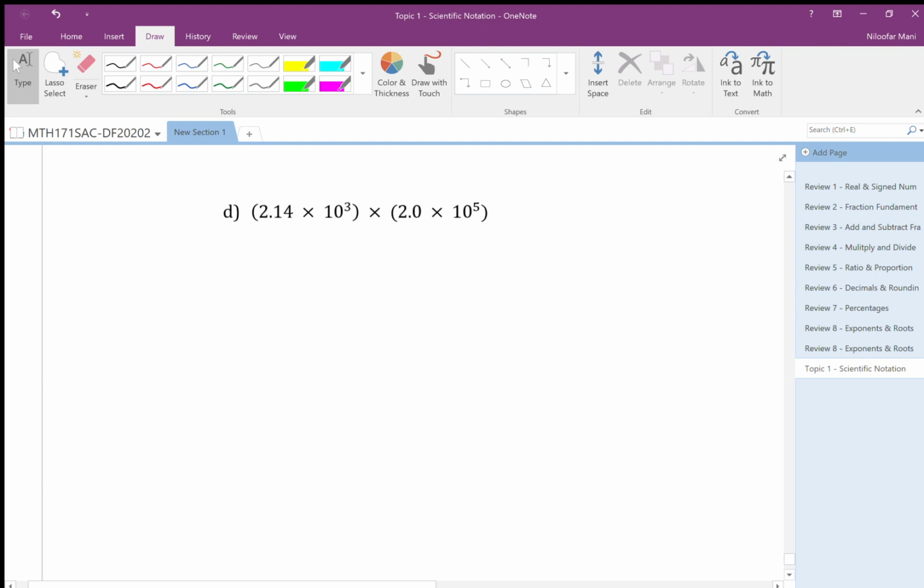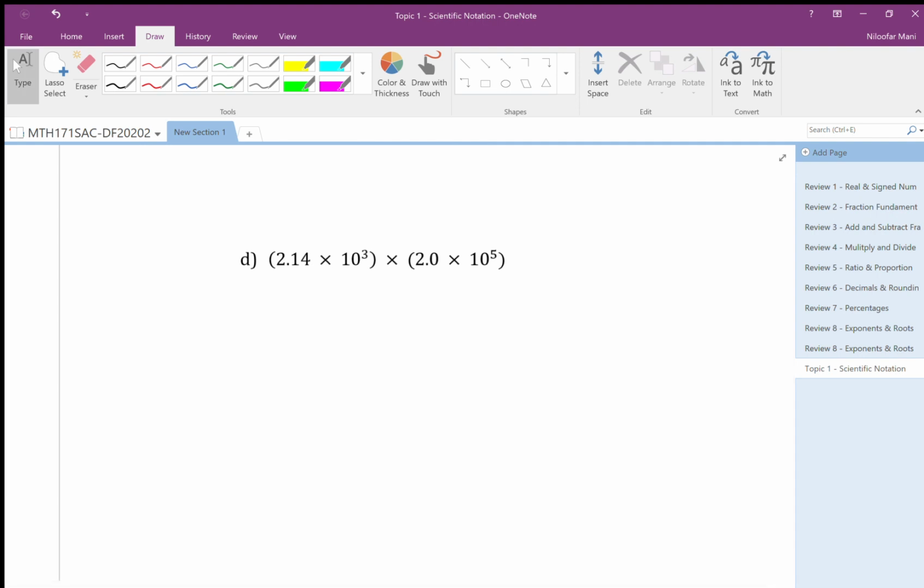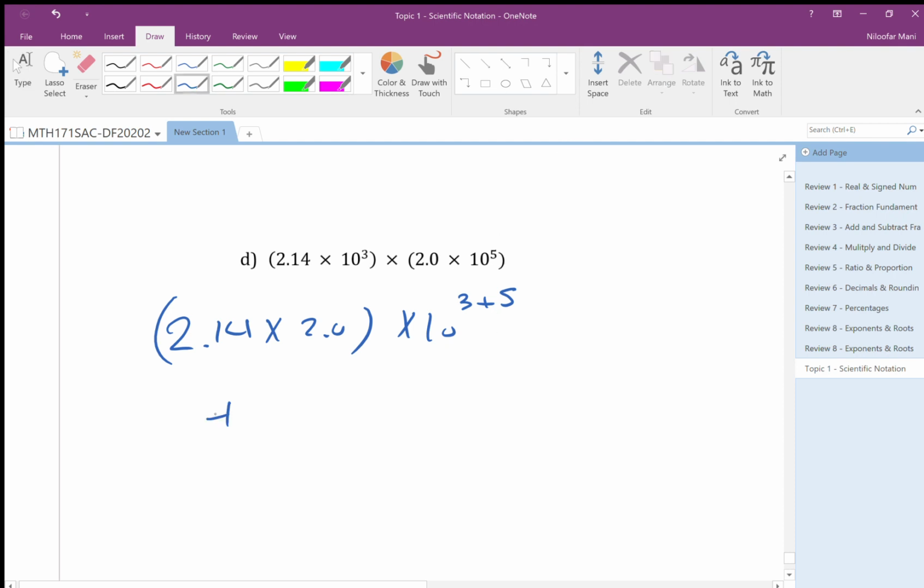How about this at the end? Yes, this one is the end. So this is 2.14 times 2 times this, which is 4.28 times 10 power 8. As you can see, multiplication and division is easier. You multiply or divide the number, multiply or divide the 10 power, and then follow the laws of exponents.